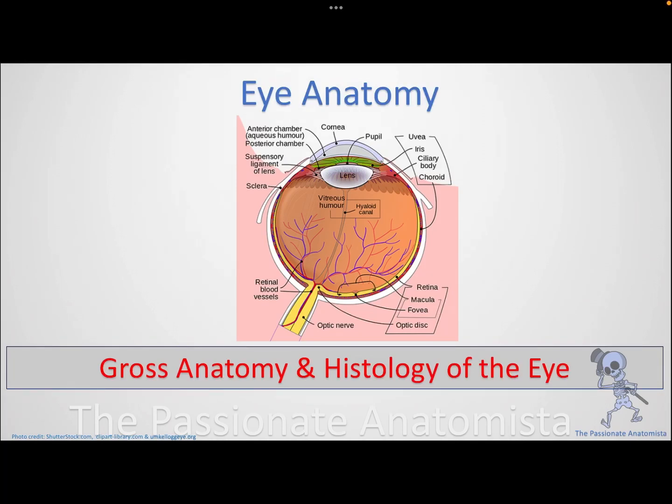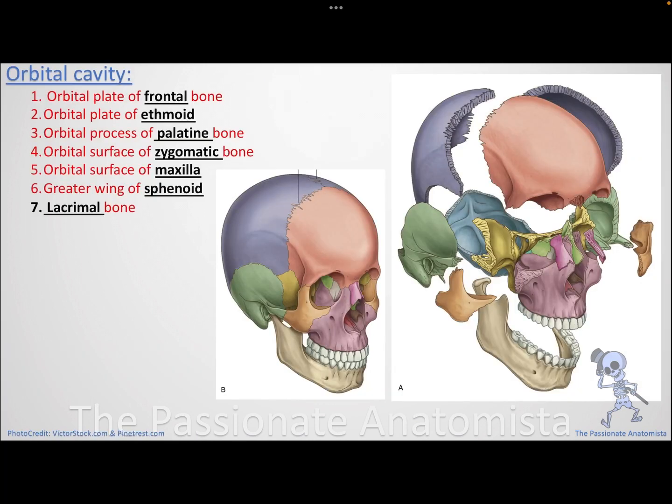Hi guys, in this video we're going to talk about the anatomy of the eye. We're going to talk about the eye in the orbital cavity, the bones that make the orbital cavity itself, the extraocular muscles, their function and lesion, and then the structure of the eyeball itself. For the reflexes and the visual pathway, it's explained in other videos of the same playlist.